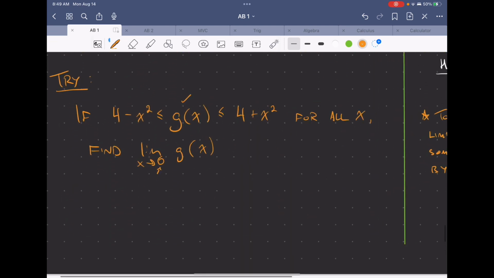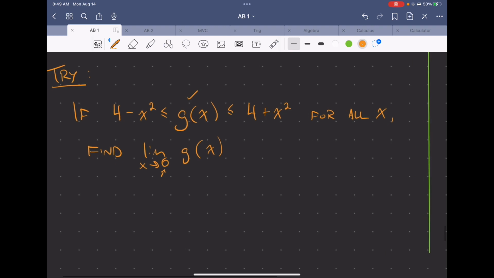Okay, so give this one a shot. This says that 4 minus x squared is less than or equal to g of x is less than or equal to 4 plus x squared for all x. Find the limit as x approaches 0 of g of x. So go ahead and pause the video and then try to figure this one out.